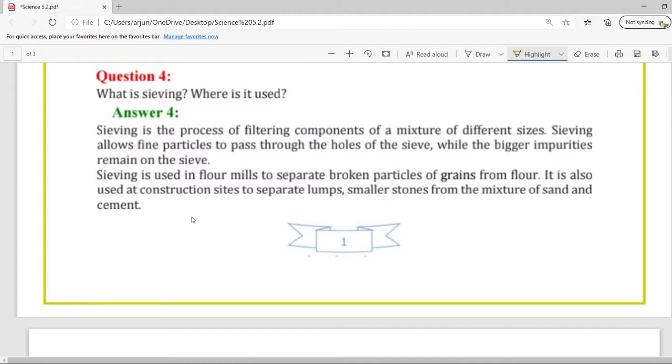Where is it used? The answer: sieving is the process of separating components of a mixture of different sizes. Sieving allows fine particles to pass through the holes of the sieve while the bigger impurities remain on the sieve. Sieving is used in flour mills to separate broken particles of grain from the flour. It is also used at construction sites to separate lumps and smaller stones from the mixture of sand and cement. This whole process we have seen in detail in the previous lecture, and examples are also discussed.